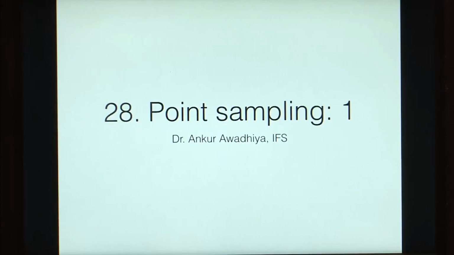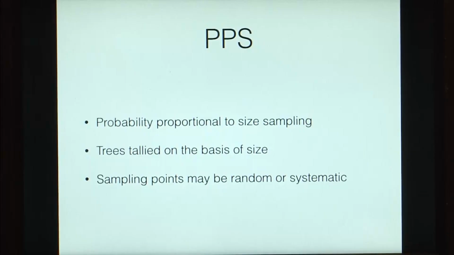Namaste. Today we shall look at another way of calculating the basal area, which goes by the name of point sampling. So, we shall look into point sampling in this lecture. So, let us begin. Looking at the slides, here we have PPS. Point sampling is a way of sampling that goes by the name of probability proportional to size sampling. Essentially, the probability of a tree getting into your sample will depend on the size of the sample.